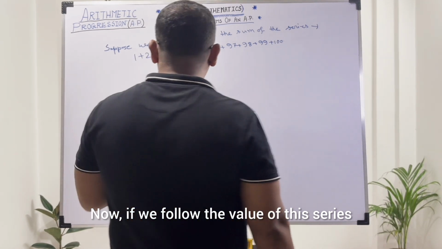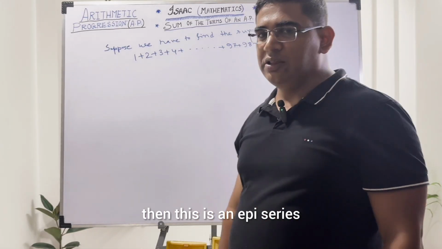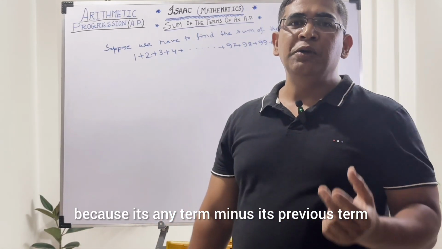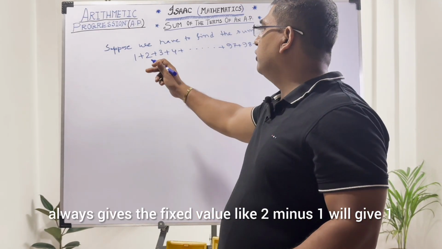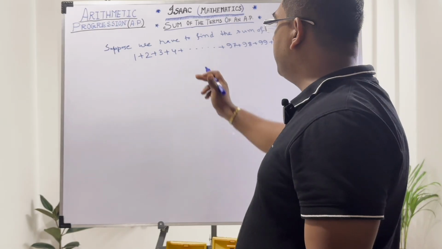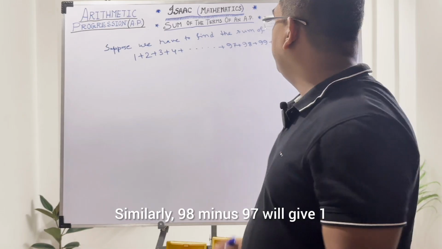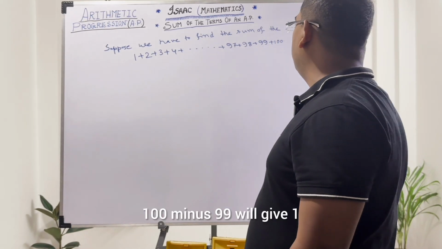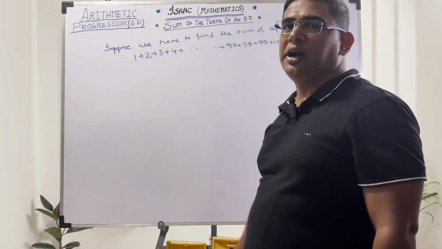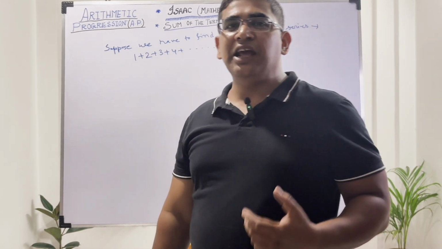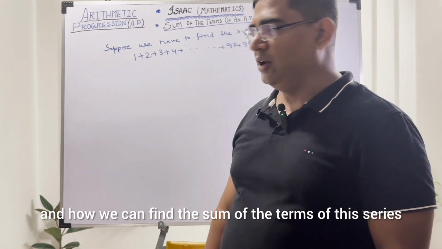Now, if we follow the value of this series, then this is an AP series because any term minus its previous term always gives the fixed value. Like 2 minus 1 will give 1, 3 minus 2 will give 1, 4 minus 3 will give 1. Similarly, 98 minus 97 will give 1, 99 minus 98 will give 1, 100 minus 99 will give 1. Okay. So, this is an AP series and how can we find the sum of the terms of this series.